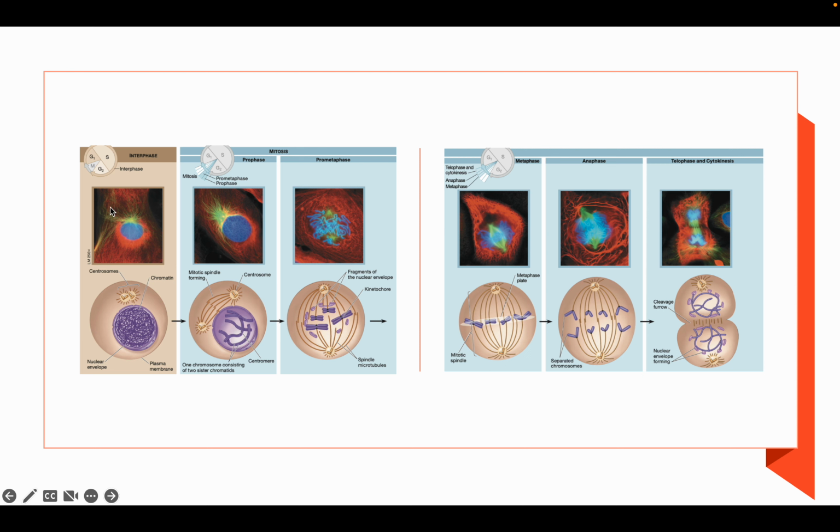Okay, it is a continuous process. From the cell cycle, interphase. After interphase, we proceed to mitosis, and it involves prophase, prometaphase, metaphase, anaphase, telophase, and cytokinesis. Most of the time, it is just prophase, metaphase, anaphase, telophase. Then the division is the cytokinesis.